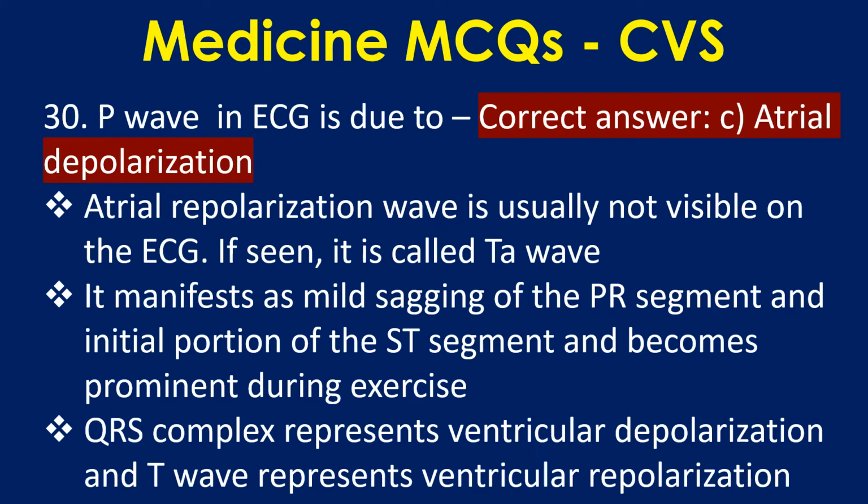Atrial repolarization wave is usually not visible on the ECG. If seen, it is called TA wave. It manifests as mild sagging of PR segment and initial portion of the ST segment and becomes prominent during exercise. QRS complex represents ventricular depolarization and T wave represents ventricular repolarization.